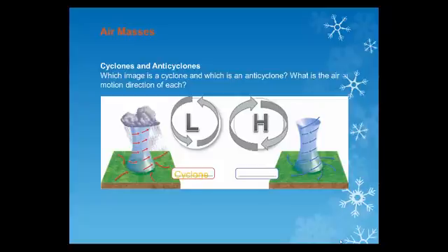The one on the right, we have an area of high pressure. The area of high pressure is spinning clockwise. It is going to be an anticyclone.